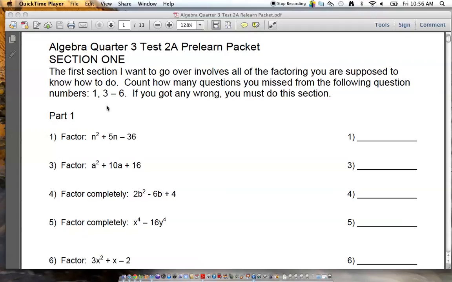Okay, Algebra Quarter 3, Test 2A, Relearn Packet. It says pre-learn, sorry about that. It's because I took the structure from an old pre-learn packet.